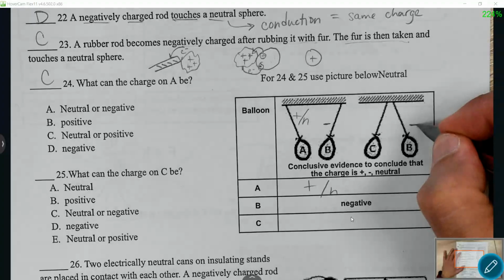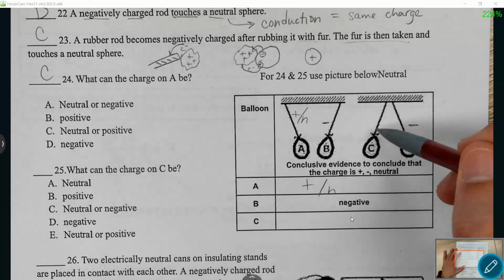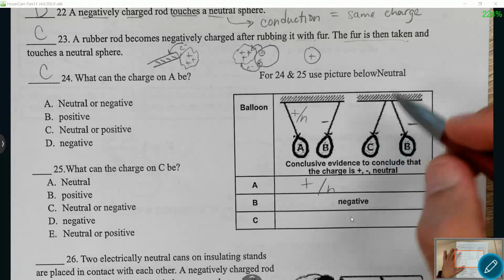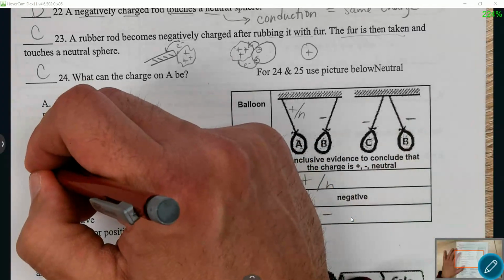We already know that B is negative, and neutrals never repel, and opposites attract. So this can't be neutral or positive. The only thing it could be is negative. D.